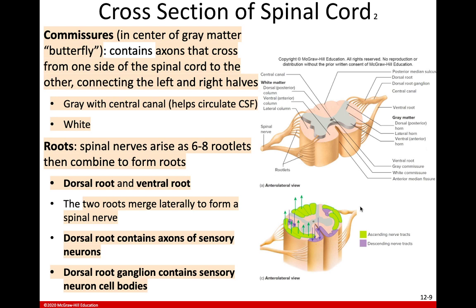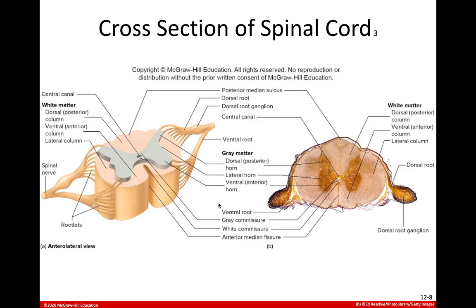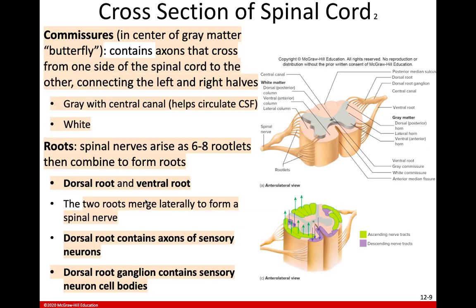Okay, moving on. We also are going to talk about these things that are extending off of the spinal column here. You can see them here, these rootlets and then roots. And then we'll also talk about the commissure as well, which is here in the center. So the commissure is in the center of the gray matter and of the white matter. It's in the center of the white and gray matter. You have a gray commissure and you have a white commissure.